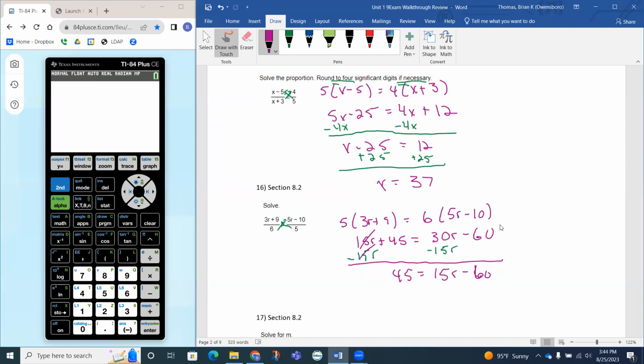So I like to have the variable on the left side. So 15r minus 60 is equal to 45. So again, I want to get rid of the constant. I want to get r by itself. So I need to get rid of the 15 and the negative 60. So I always go after the constant first. So I add a 60 here. That's the 0 pair, and add a 60 over there.